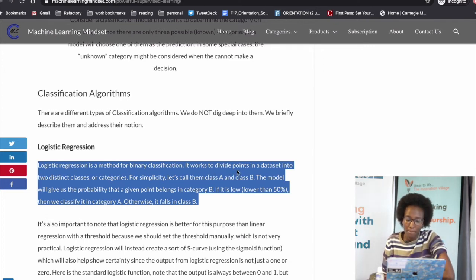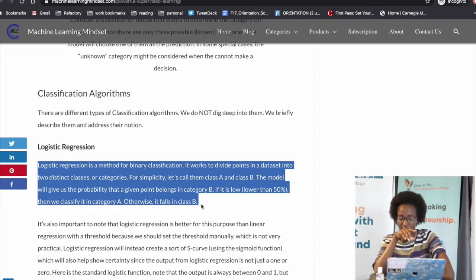It works to divide points in a data set into 2 distinct classes or categories. For simplicity, let's call them class A and class B. The model will give us the probability that a given point belongs to category B. If it's lower than 50%, then we classify it in category A. Otherwise, it falls in category B. So this is just a high-level explanation of how this model works. It works to divide points in a data set into 2 distinct classes.